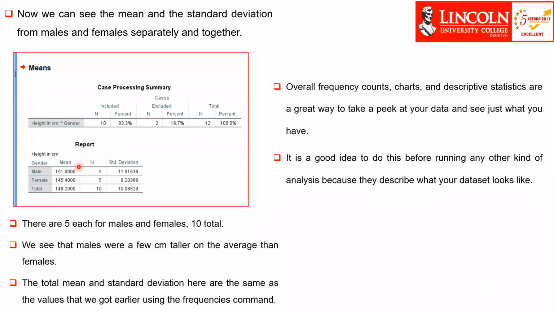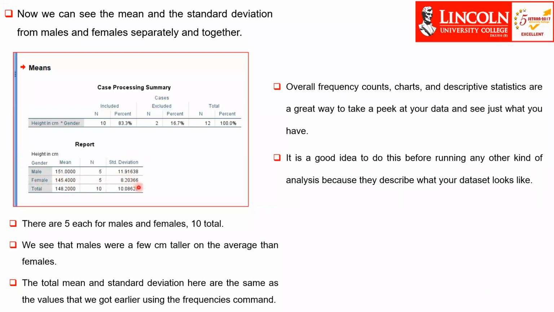Now, if you look at this report, we have the gender, which is male and female, and these are their means. For the mean, for male, it's 151.000, and for female, it's 145.400. We have 5 males and 5 females, and we have a total of 10. Remember, we have 2 missing values. The standard deviation for the male is also shown, and the standard deviation for the female is also displayed here.